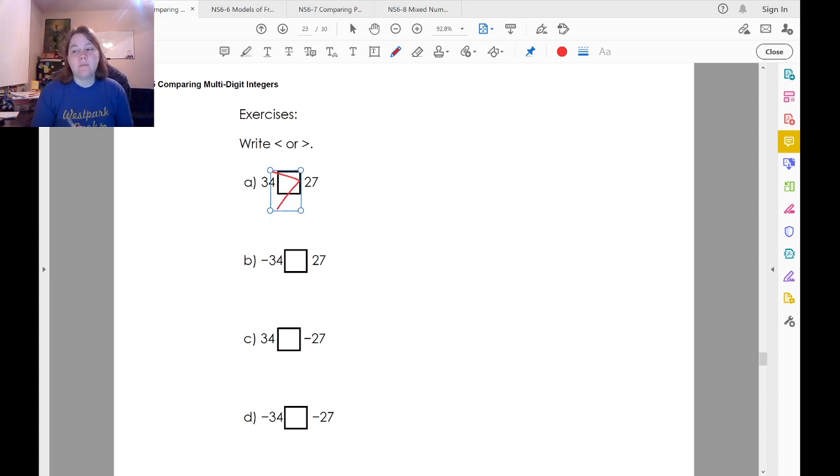Negative 34 or positive 27. I'd rather get money than lose money, so I'm going to go after the positive number. I'm also going to go after the positive number in C, and then that just leaves D. Would I rather lose $34 or lose $27? I'd rather lose $27 than $34.